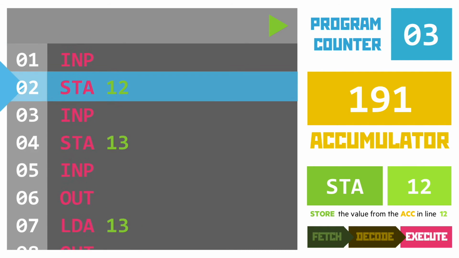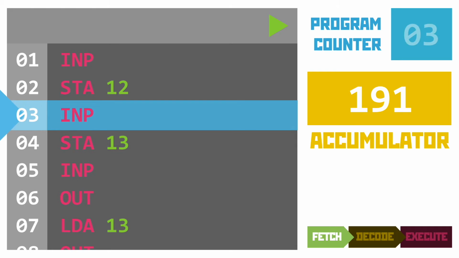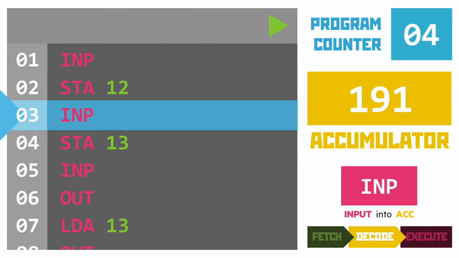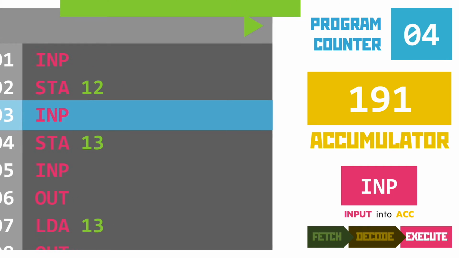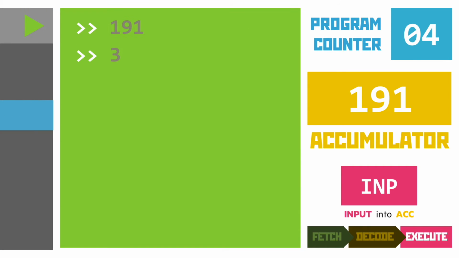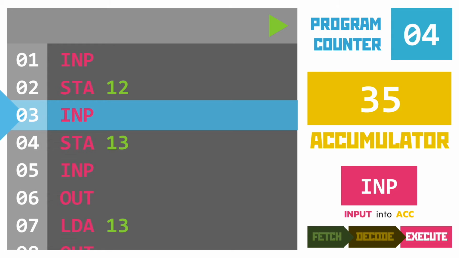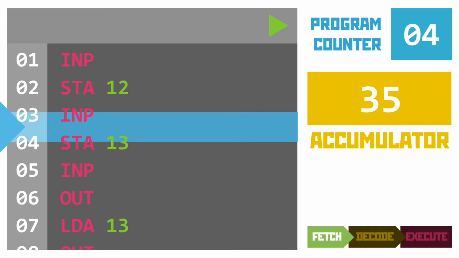Execution is complete, so on to the next line of code, which is another input instruction, taking input from the user and placing it in the accumulator. This time the value 35 is going in. Now you'll see why we needed to store it in the first place. The way input works is that it replaces whatever was previously in the accumulator. Without storing the previous value, it would have been completely lost.